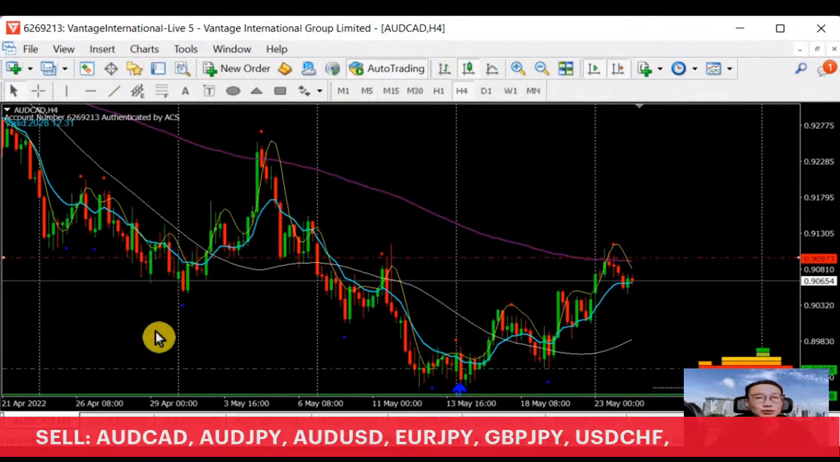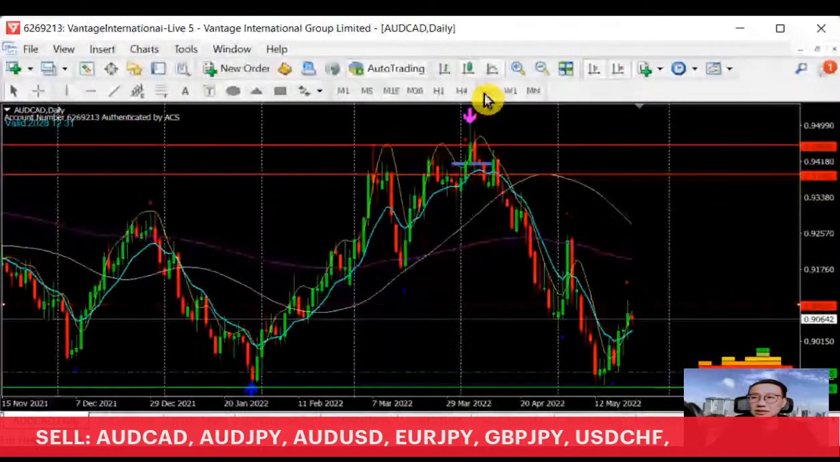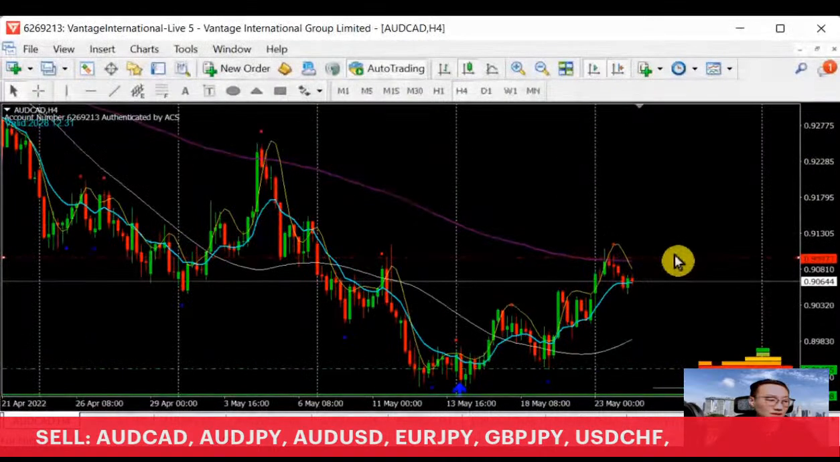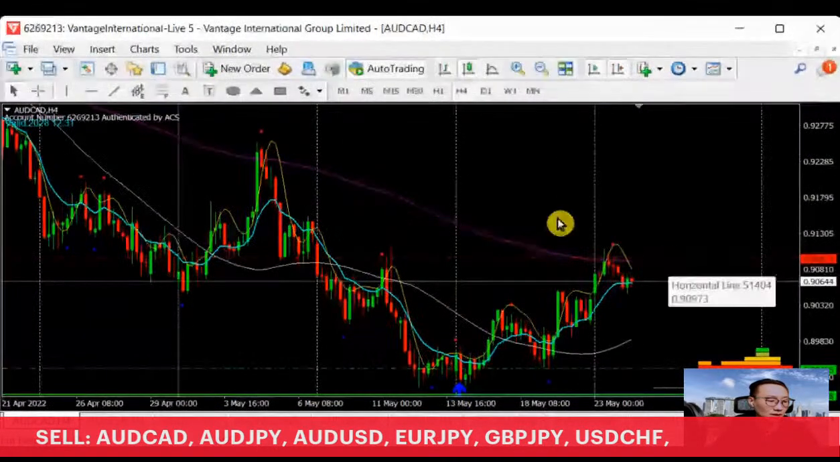Let's go down and look at the Aussie CAD. Since we have already analyzed our Aussie CAD, that we are getting ready to sell, this is something we need to look out for. By looking at this right now, we are selling, but like I say over here, this is the resistance and fall. If it can test the resistance, then I will start selling from here.